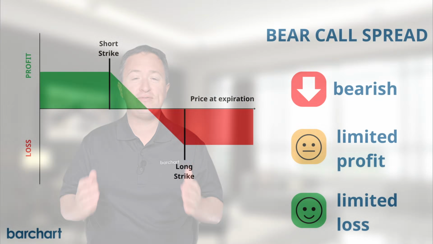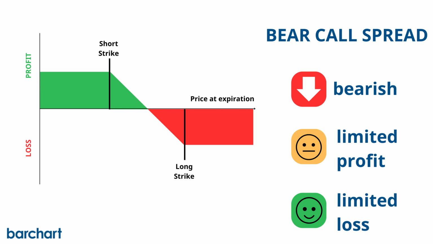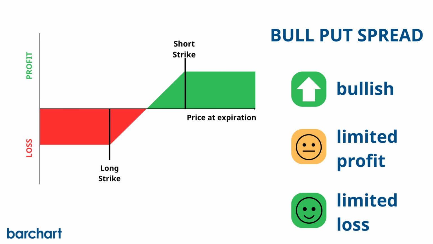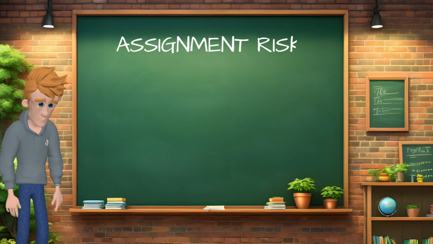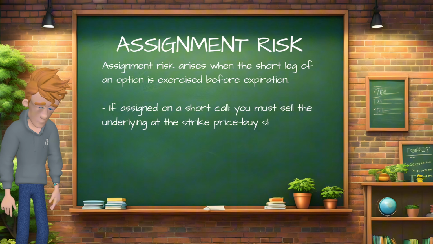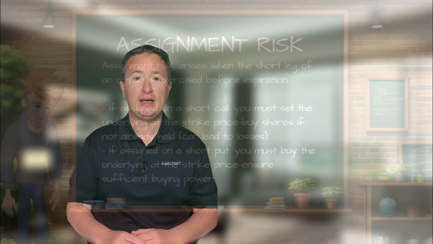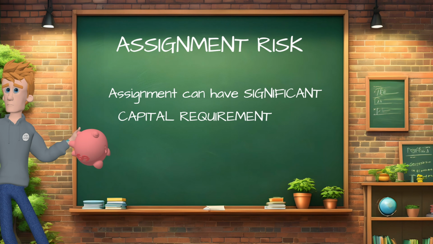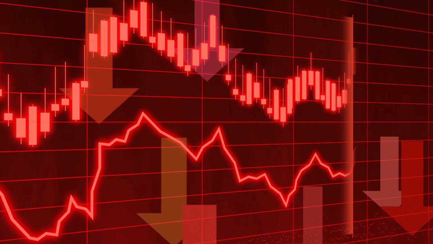Now, one of the best things that I love about credit spreads are their defined risk structure. When you sell a single call or put option, you're at risk of assignment, meaning you either need to sell or buy the underlying asset at the strike price, depending on the type of the option. And this has significant capital requirements and could most likely lead to losses. However, with a credit spread, your long option serves as a hedge against assignment risk. And should you get assigned, the maximum loss is limited to the difference between the strike prices minus the net credit received at the start of the trade.